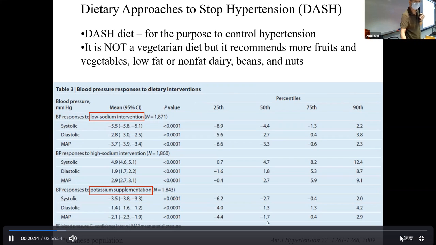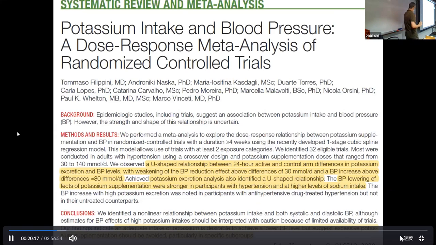But to some extent, this is a fairly recent meta-analysis. We won't go into the detail, but the whole point, which I have highlighted here, is a U-shaped relationship between sodium and potassium intake and your blood pressure. So you need a good amount of potassium, but too much potassium will actually also lead to an increase in blood pressure. That's the whole point.